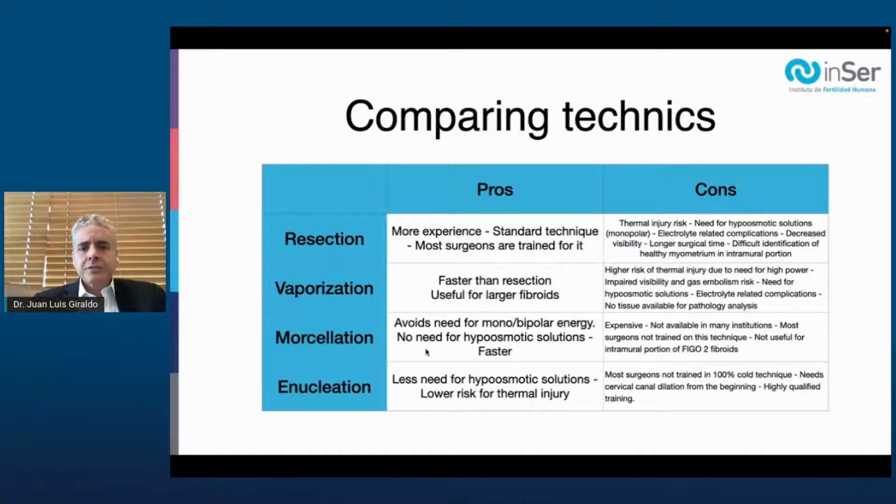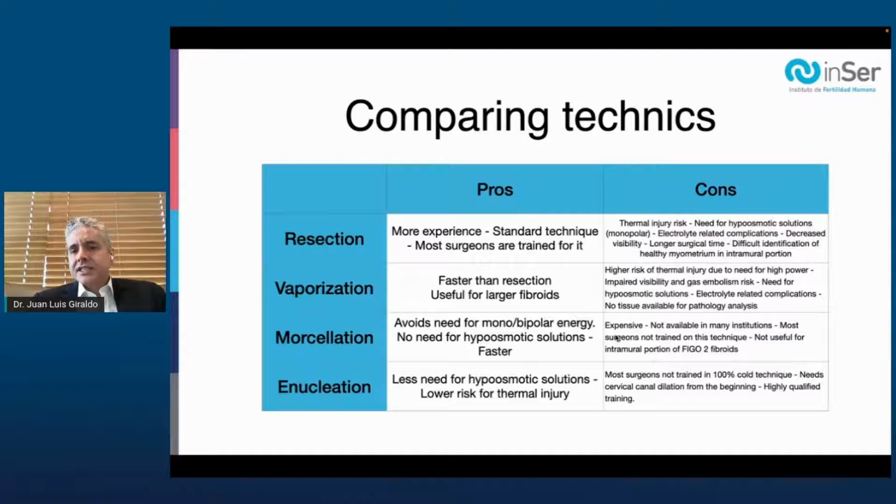The third one is morcellation. Its pros are that it avoids the need for energy, so you don't need hyposmolar solutions, so that's good. There's no electrolyte-related complications. There's no thermal damage, so that's nice. And it's faster, of course, because you don't have those chips. The morcellator is taking the tissue out in real time while you resect the fibroid, so that's good.